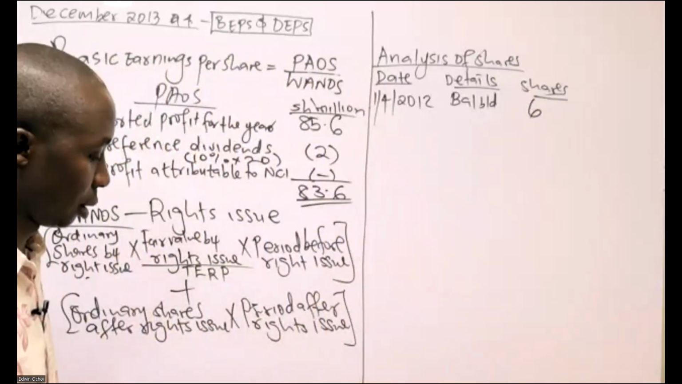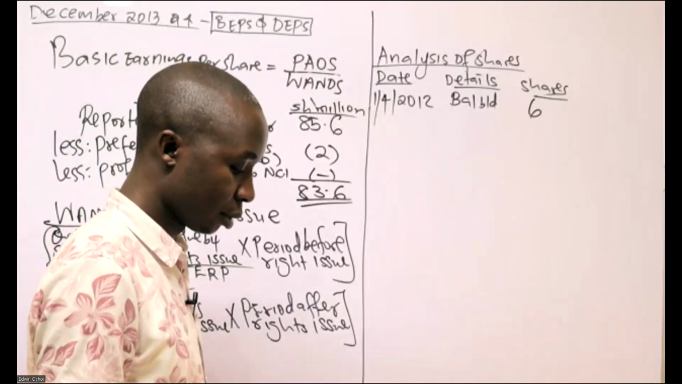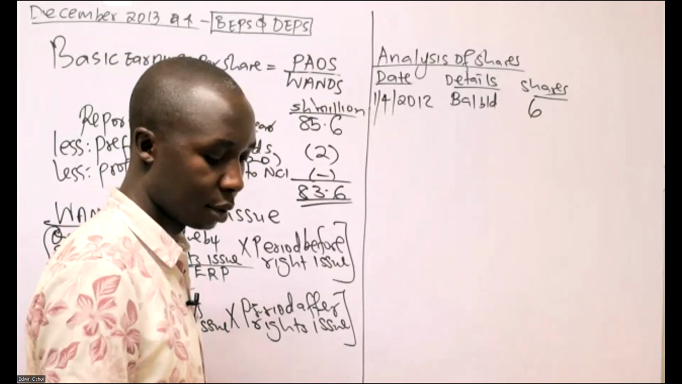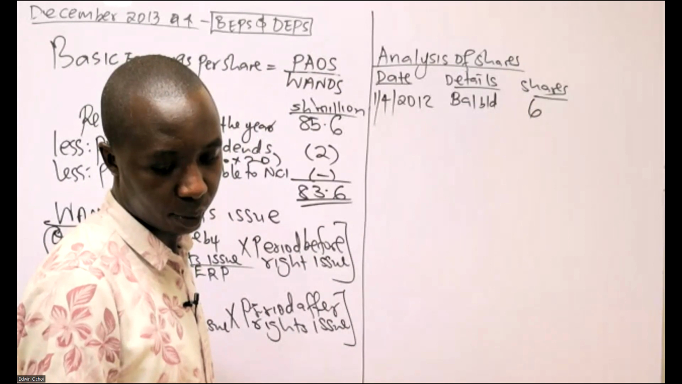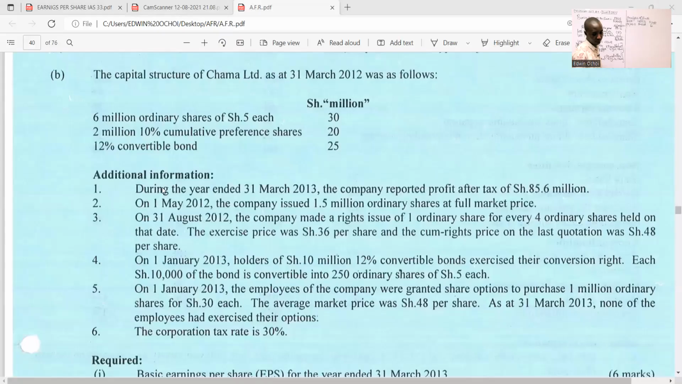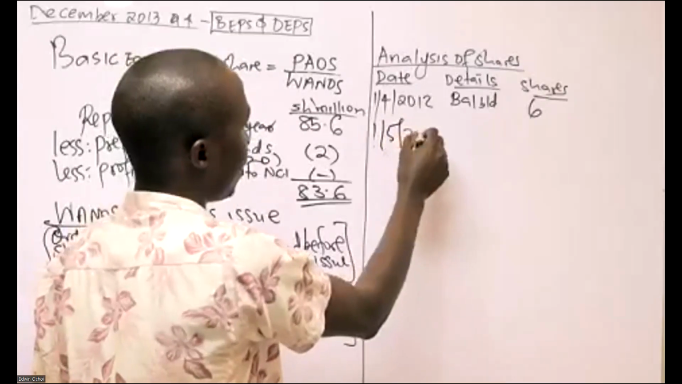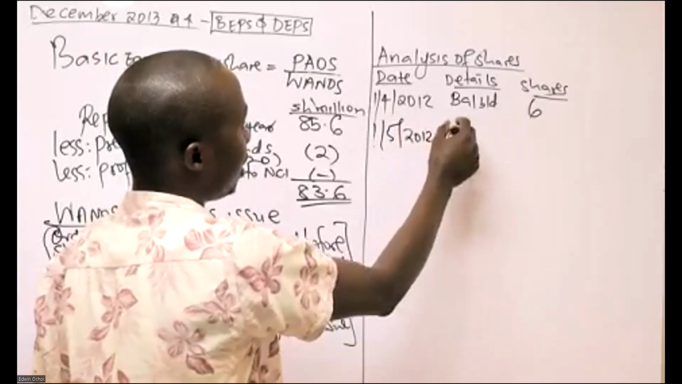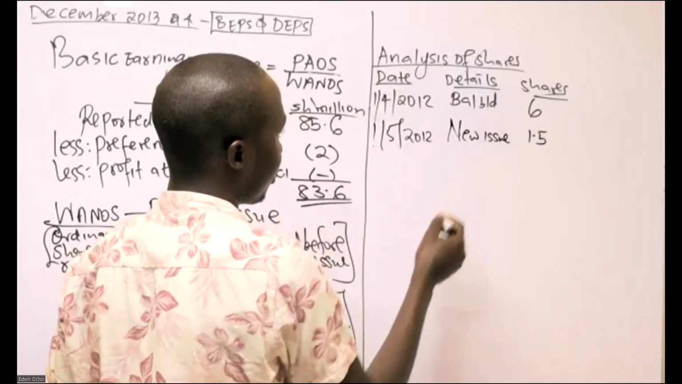Going to additional information number 2, because number 1 was all about profit. You are told that on 1st May 2012, the company issued 1.5 million ordinary shares. So on 1st May 2012, we have a new issue of 1.5.